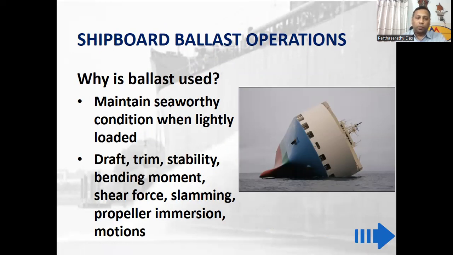The shipboard ballast operations: if we look at the photo at the corner of the slide, this is a true example of what can happen when a ship loses its stability, and this can result from inappropriate operation of the ballast water system as well. So with ballast water, the ship maintains its seaworthiness, and when it is lightly loaded or has no cargo on board, the ballast water also helps maintain the ship's draft, trim, stability, bending moment, shearing forces, slamming, propeller immersion, and numerous other facilities for the ship's sailing.